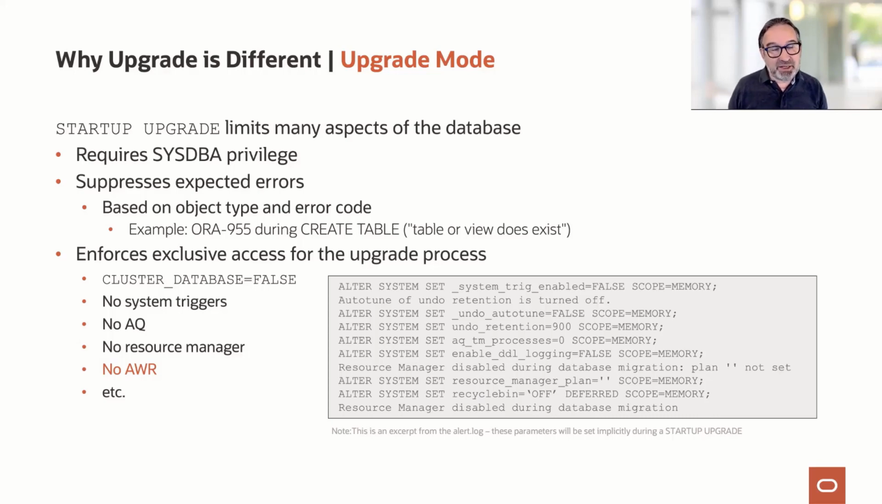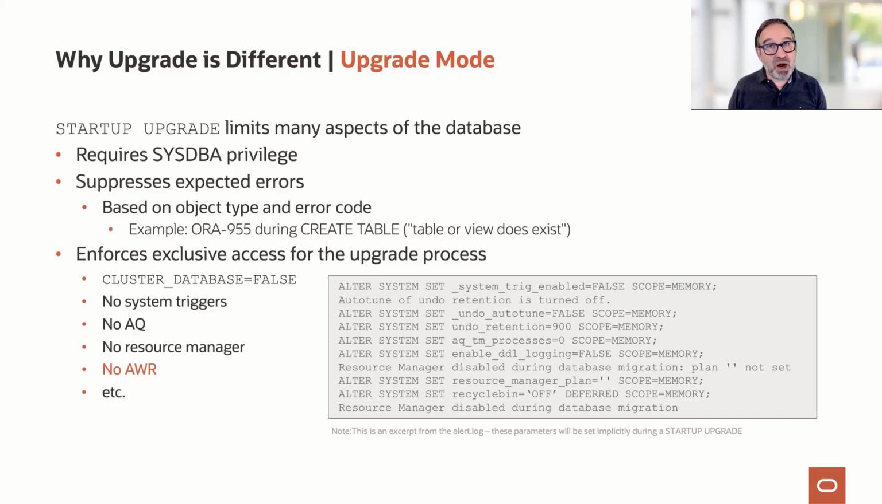So this snippet is taken from the alert log from an old upgrade. Today, you don't see this anymore because there was a fix which had nothing to do with upgrade, but now these messages are all suppressed. You don't see them anymore. But we turn off system triggers, we turn off undo auto-tune, undo retention gets set to a specific value. We turn off advanced queuing, and so on and so on. Recycle bin is off, and much, much more. So this happens in the background. We don't show you that, but trust us, this happens when you start up your database in upgrade mode.